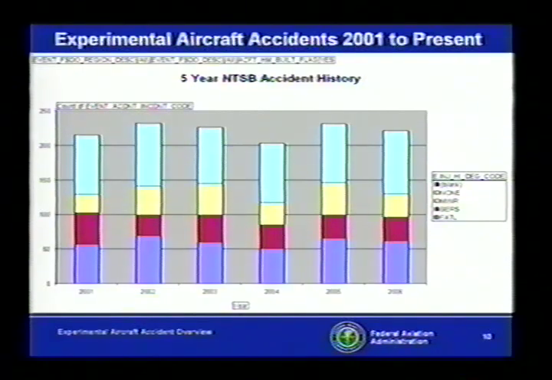This chart shows our six-year NTSB accident history for experimental aircraft only. You can see that we have our injury codes. The blue is fatal, the maroon is serious, the beige is minor, and the light blue is no injury. You see that it's relatively flat. Each year we average about 225 experimental aircraft accidents, and about one-fourth of those, slightly higher, are fatal accidents.